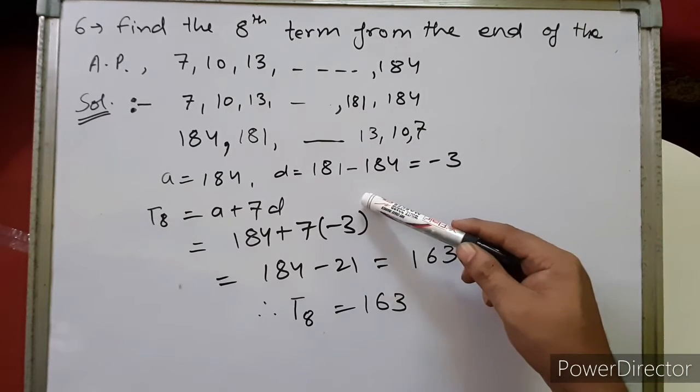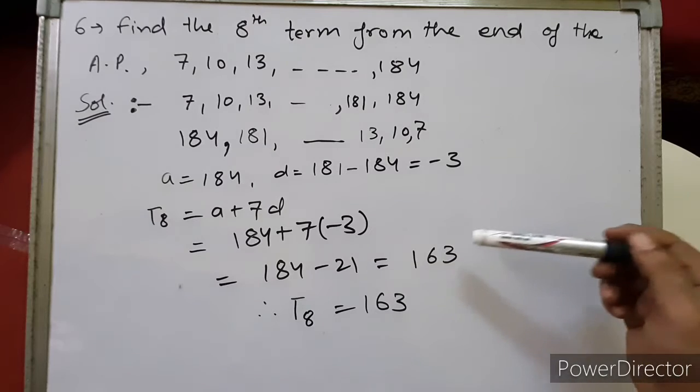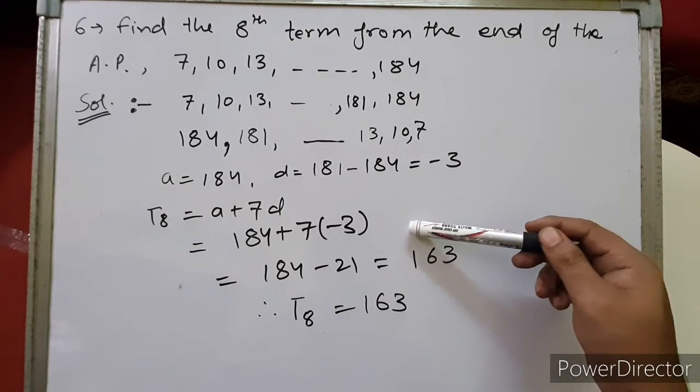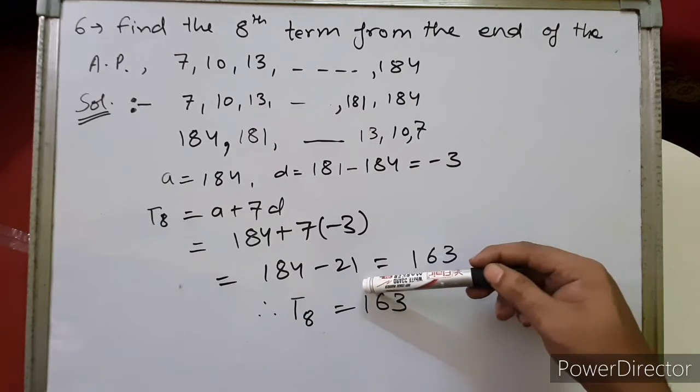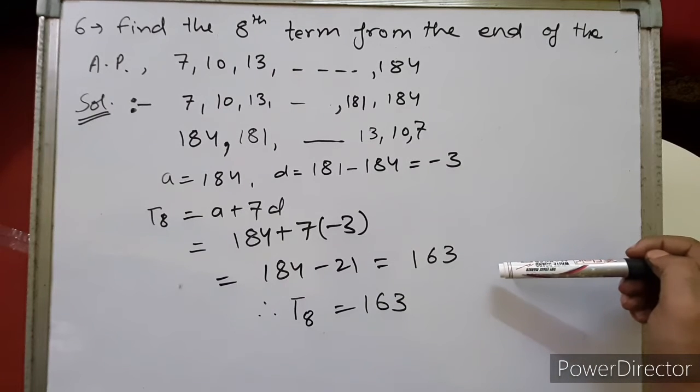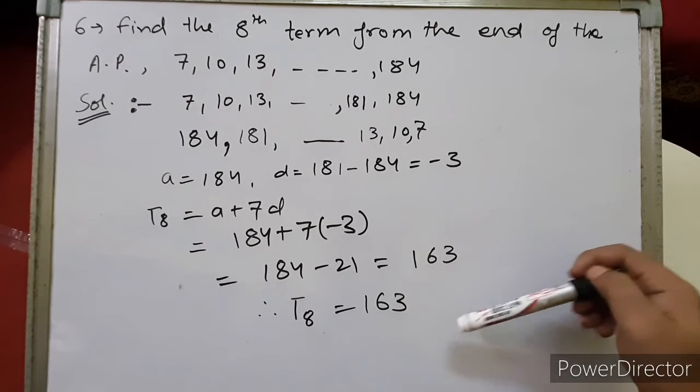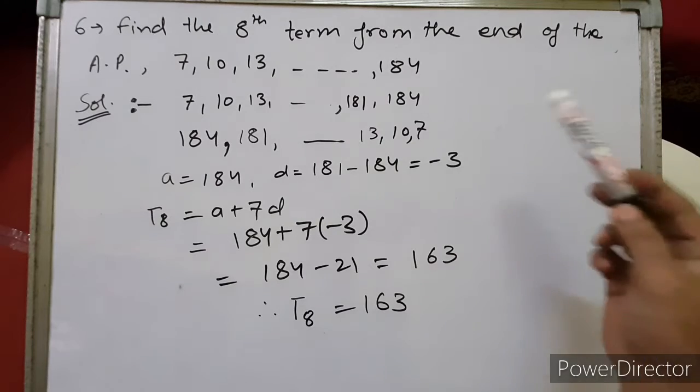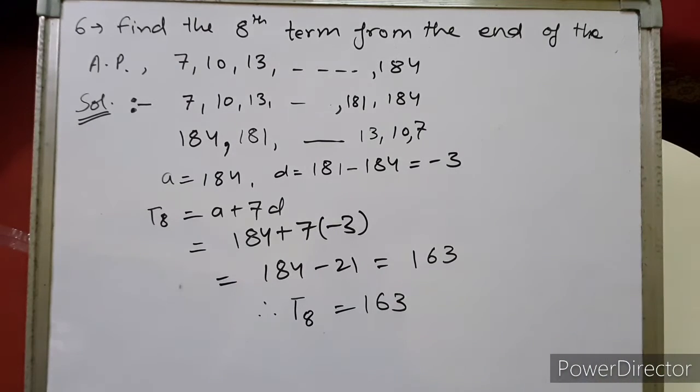So now we have to calculate the 8th term, it will be A plus 7D. A is 184 plus 7 into minus 3, which is minus 21. So 184 minus 21 will be 163. So the value of the 8th term from the end in this series will be 163. Alright children, note down please.